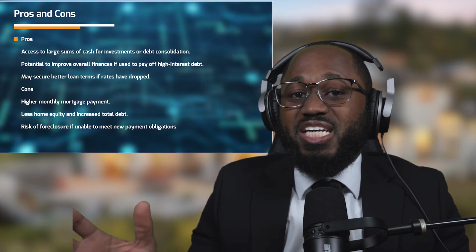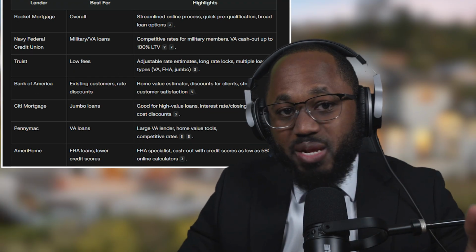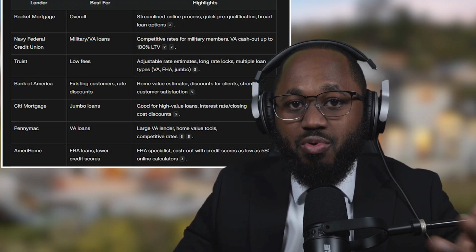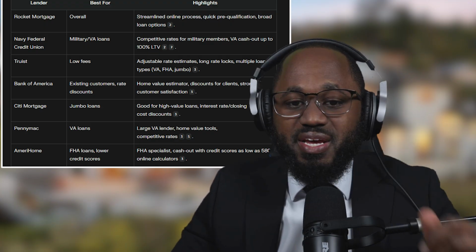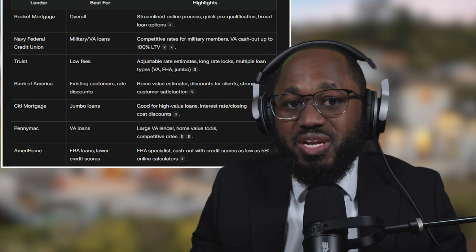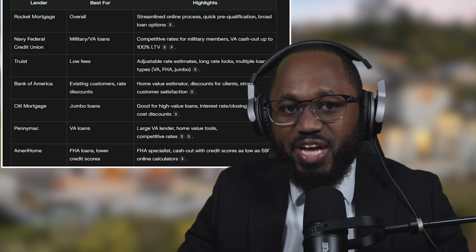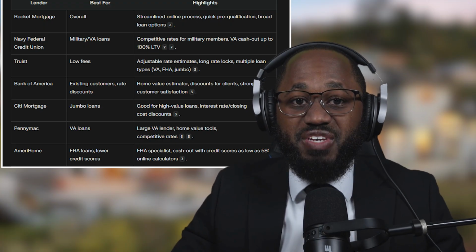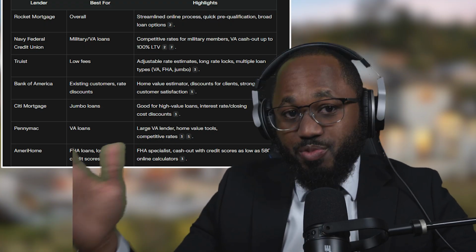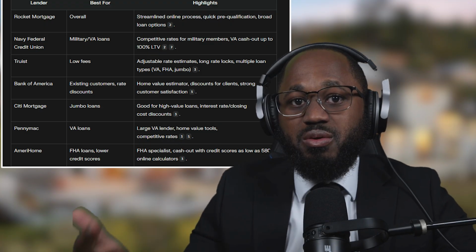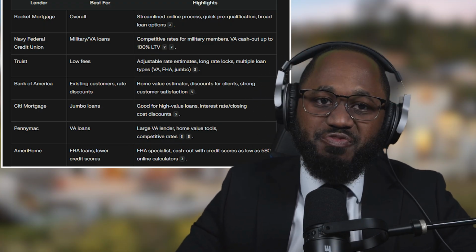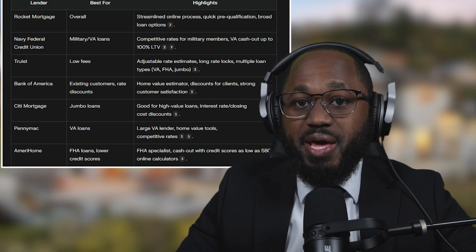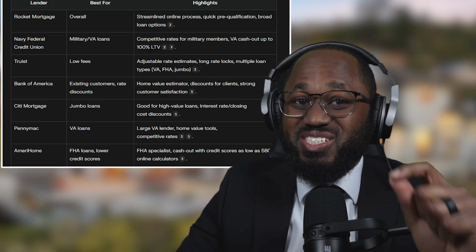Here are the best cash out refinance lenders. There's Rocket Mortgage, with streamlined online process, quick pre-qualification, and broad loan options. Navy Federal Credit Union has competitive rates for military members, VA cash out up to 100% LTV. Truist: adjustable rate estimates, long rate locks, multiple loan types, VA, FHA, jumbo, etc. Bank of America: a home value estimator, discount for clients, strong customer satisfaction.